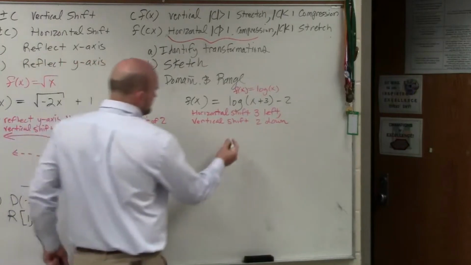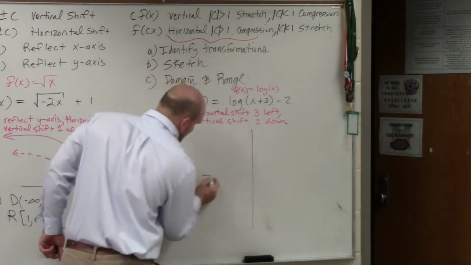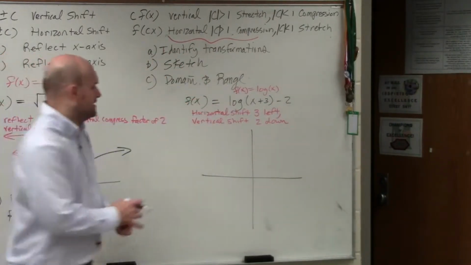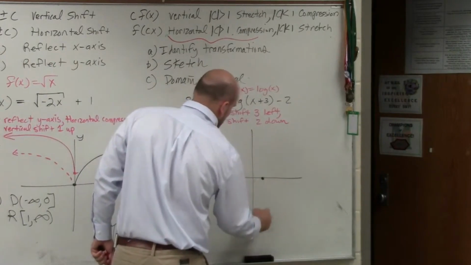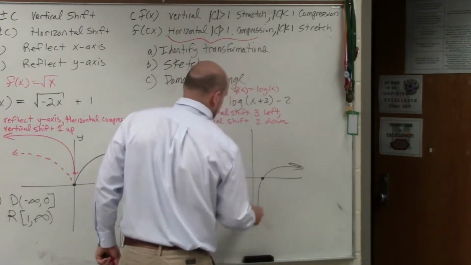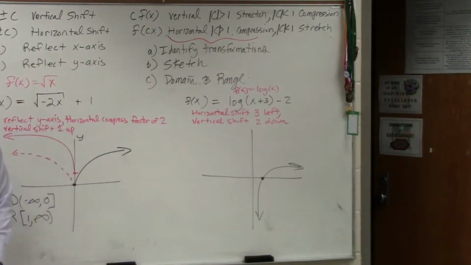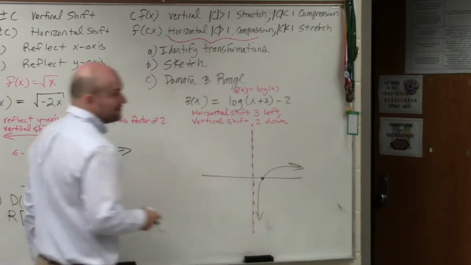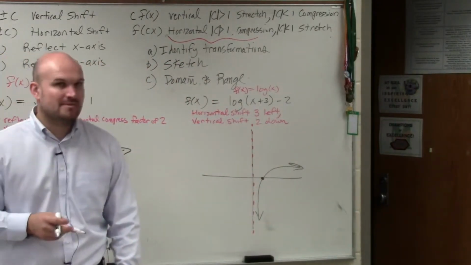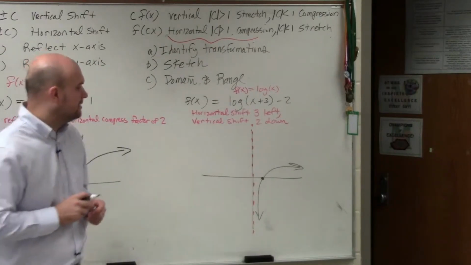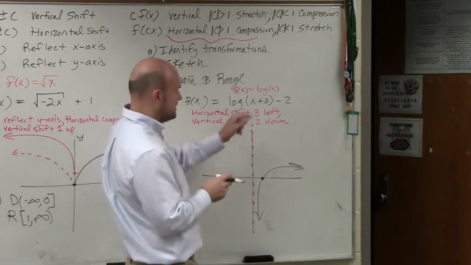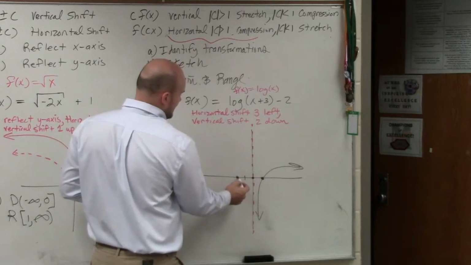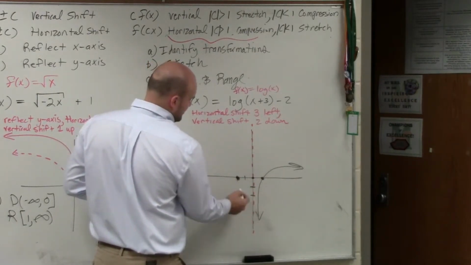Now we need to sketch the graph. So we need to make sure we understand what the graph looks like. We go back over, look at our notes, or look at the graph that I have provided for you, and see that the logarithmic function looks like this. It has an x-intercept at 1, 0, and also has an asymptote at x equals 0. That's really, really important for us to remember. So that's the graph. You can see I'm going left 3. So 1, 2, 3, and then down 2. 1, 2.